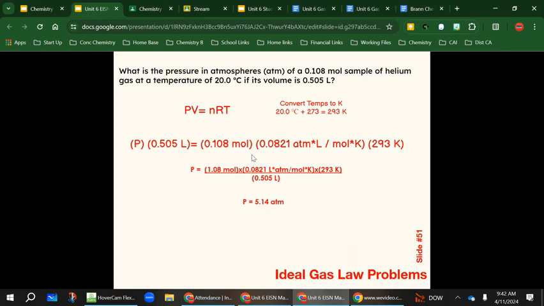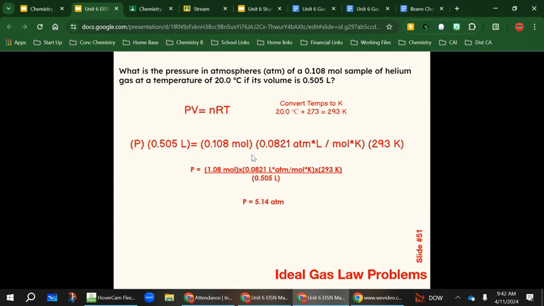You do not, when you put this into your calculator, need to put 108 in parentheses times the next number in parentheses times. Okay? You don't need the parentheses. You multiply these three numbers together, you divide by this one. So you would need no parentheses in this problem the way it is right now.